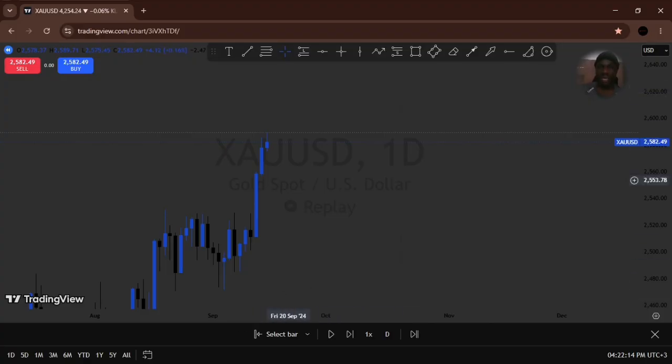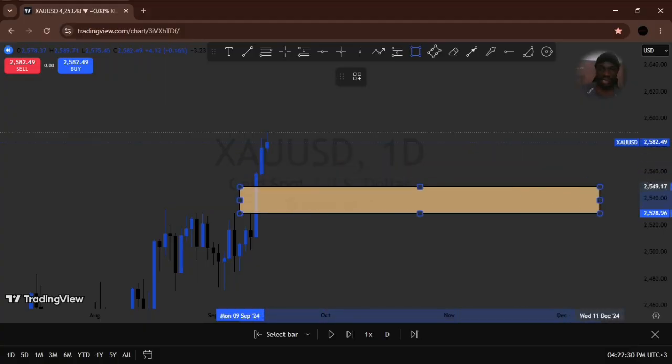So let's take a look. Profitable trading is more of waiting and being patient. All right guys, so let's take a look. So this zone was our point of interest. So let's take a look around here.